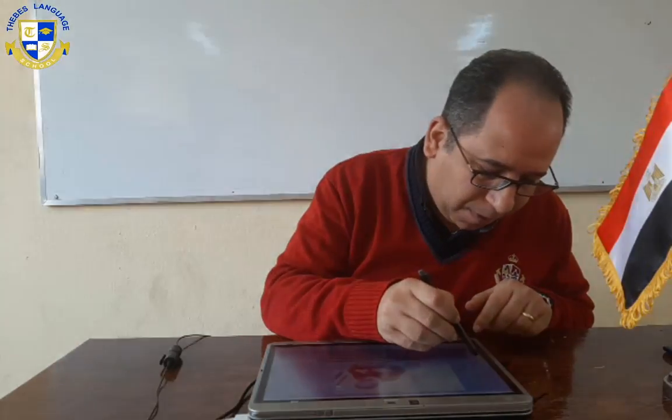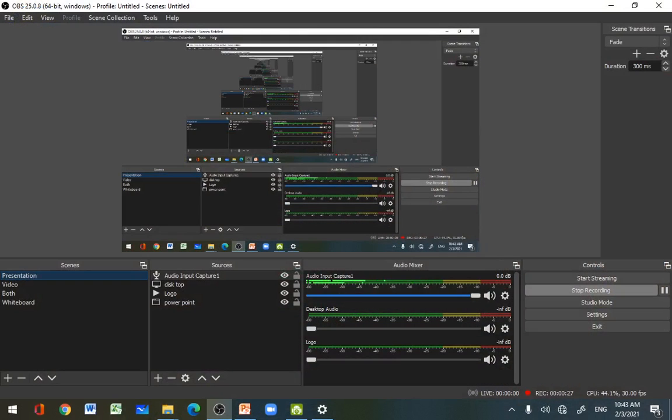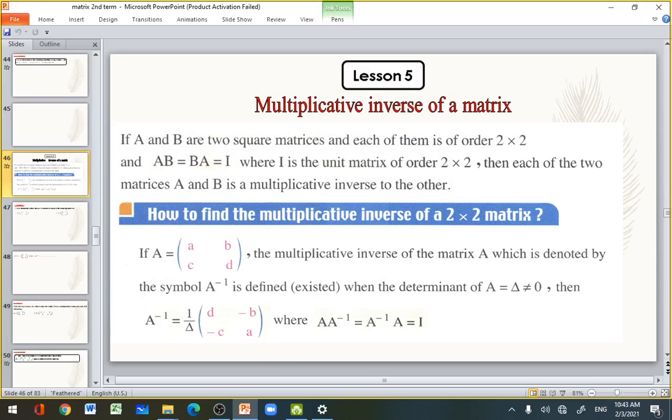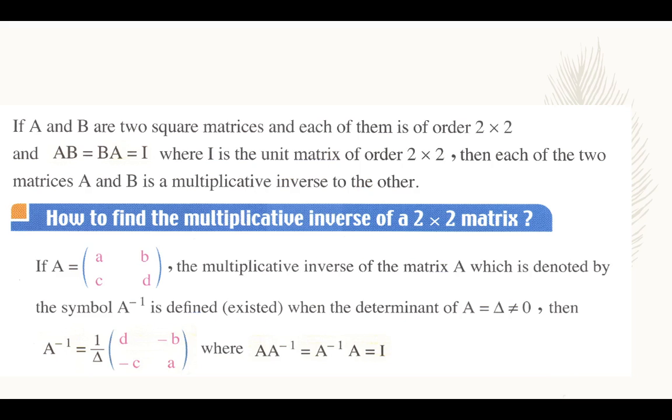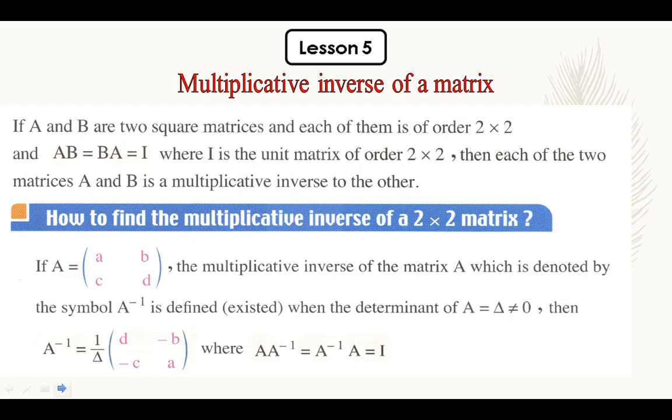Today we are going to talk about lesson 5 in algebra, second term: finding the multiplicative inverse of the matrix. Let's go. Lesson 5, multiplicative inverse of a matrix.